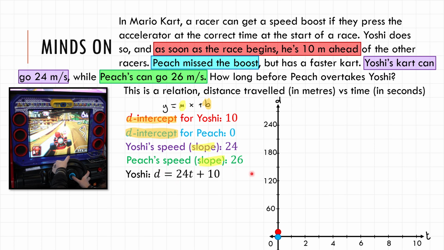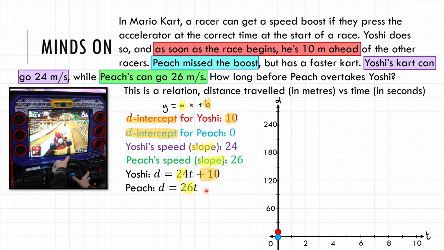Now that we know Yoshi's, Peach's is a little easier to come up with ourselves. Peach's is simply the distance is equal to 26t, right? Again, here is the slope, and let me highlight these for you so it's a little bit easier to see what these are. That is the slope, 24 and 26.